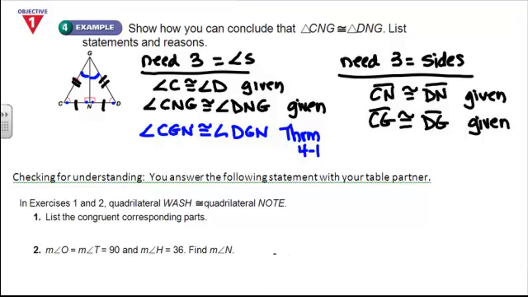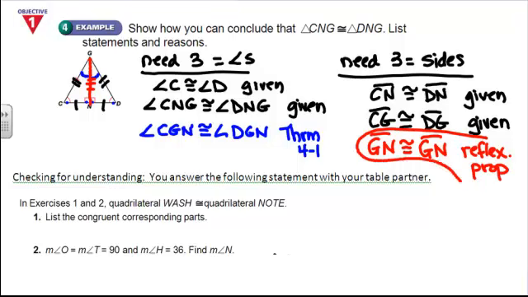Where is the third side that we need? Well, the third side that we need comes from this common side right here. It's shared for both triangles, so I can mark that side equal to itself because of the reflexive property. So I can say GN is congruent to GN because of this thing called reflexive property. This is incredibly important because we're going to use it all the time during this chapter with our proofs.